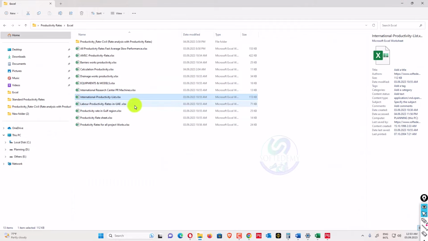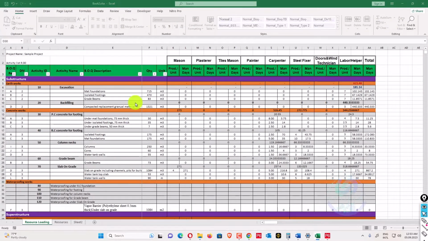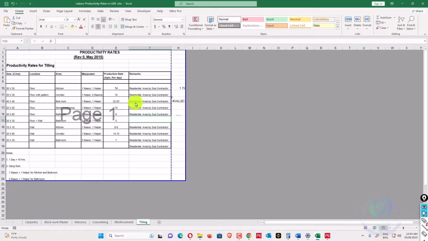Also labor rates in UAE. The UAE, Saudi Arabia and all the Gulf countries have a lot of construction. So these are the labor productivity rates mostly practiced in UAE, Qatar and Saudi Arabia. It can be used here for carpentry and block work, which is basically building work.